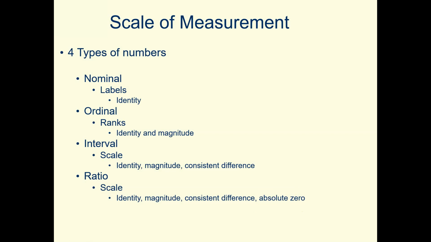So you may just see this as a scale type group, or you may see nominal and ordinal listed as lower order numbers and interval and ratio as higher order numbers. So an example of a ratio type scale would be something like Kelvin temperature, where we have an absolute zero that you cannot go below.